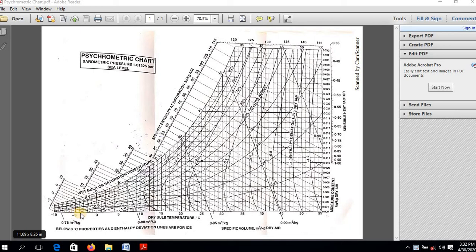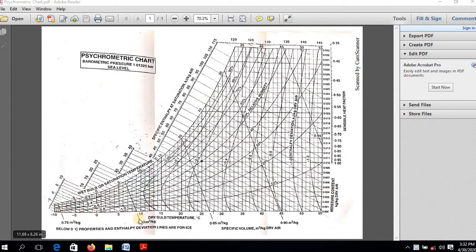Hello friends, today I brief you on the reading of the psychrometric chart. You can see here, this is the psychrometric chart for a barometric pressure of 1.01325 bar at sea level.